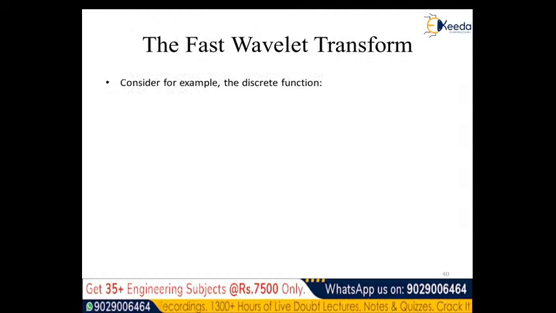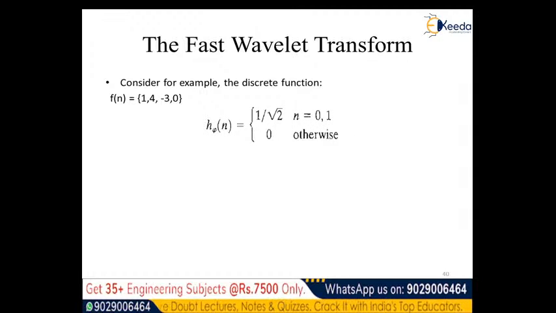1, 4, -3, 0 here. So here we have the corresponding vectors h_φ(n), opting the value 1/√2 for n equal to 0, 1. Elsewhere we have the value of the vector equal to 0.